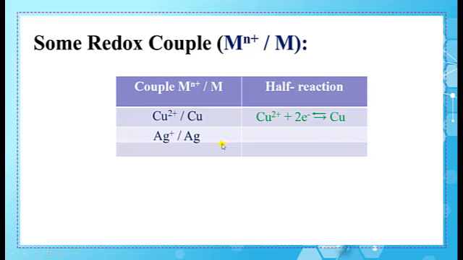Another couple is Ag+/Ag. The half reactions can be Ag+ plus 1 electron gives Ag, or Ag gives Ag+ plus 1 electron. Another example is Zn2+/Zn. The half reaction can be Zn2+ plus 2 electrons gives Zn, or Zn gives Zn2+ plus 2 electrons.